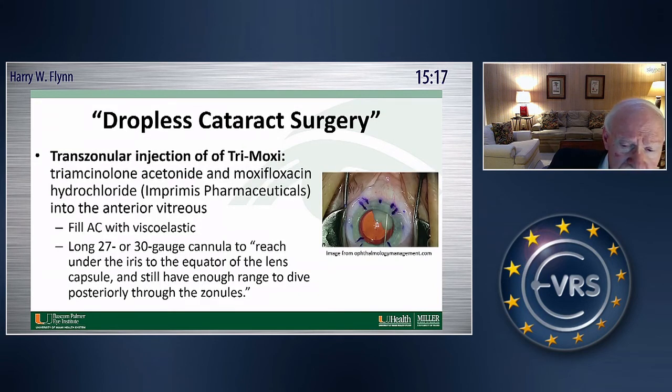Another technique is called dropless cataract surgery. This technique uses transzonular injection of a substance called Tri-Moxi. This includes triamcinolone and moxifloxacin, which is prepared and injected through the zonules into the anterior vitreous using a long 27 or 30 gauge cannula to reach beneath the iris to penetrate the zonules and inject the material into the anterior vitreous. This process in some patients can lead to severe problems. Next slide, please.